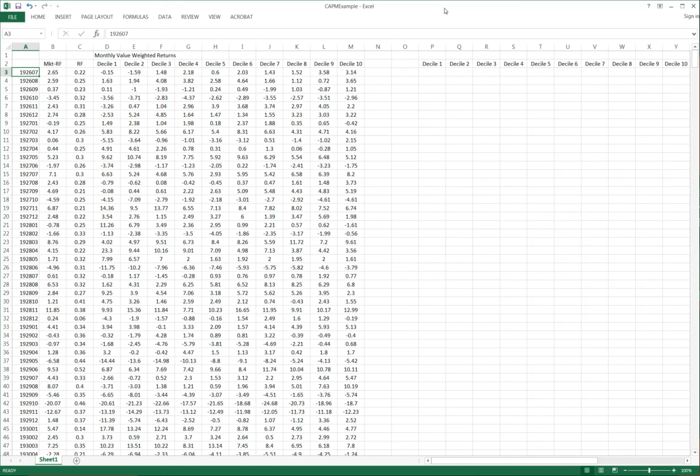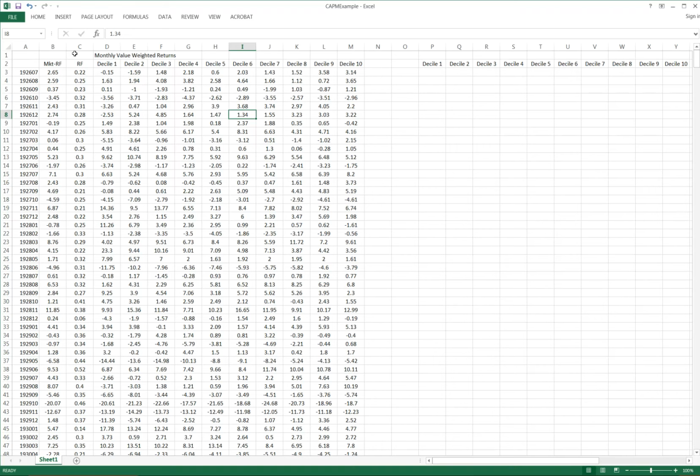Hello. Today we are going to calculate betas and Sharpe ratios to compare performance of these 10 decile portfolios here. These are portfolios that are formed based on the size of the stock. Decile 1 contains small stocks, decile 10 contains the largest stocks. These data are available on Ken French's webpage, and I would like to thank him for letting us have the data.